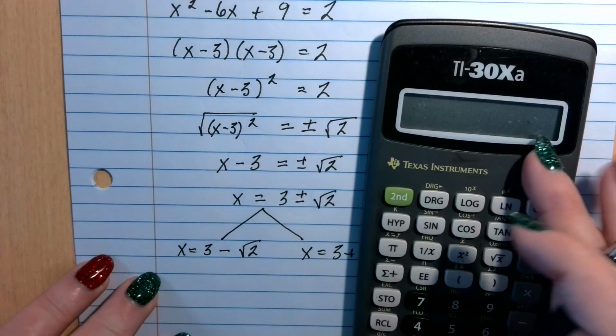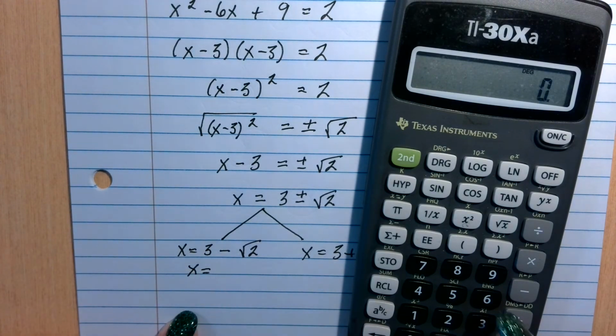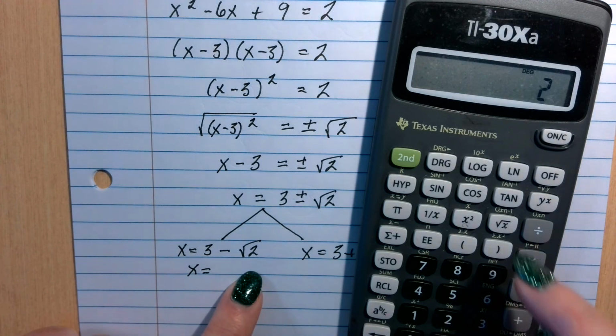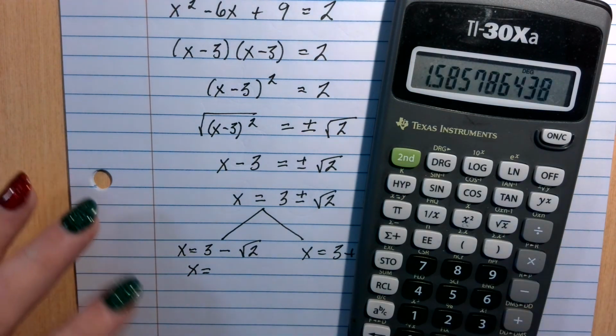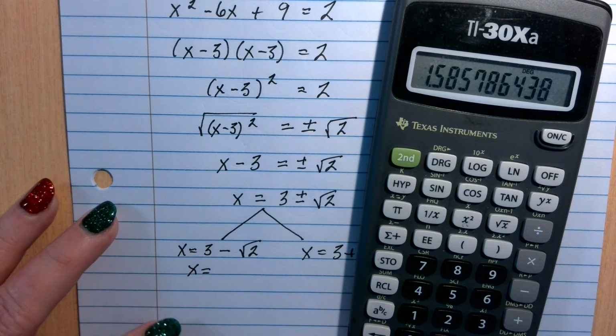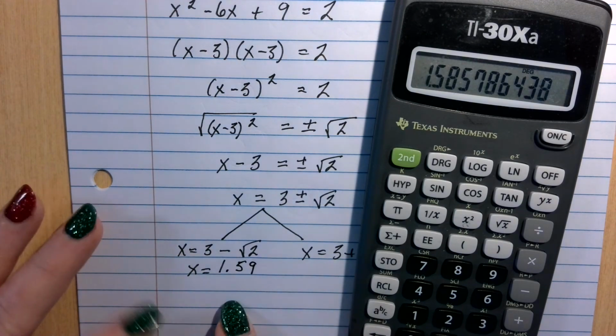So we'll use our calculator, and I'm going to start with this one. So this is 3 minus, now with this calculator you have to put the number in first and then take the square root, and that equals 1.59. I'm rounding to the hundredths place.